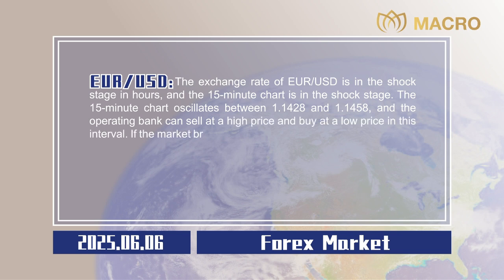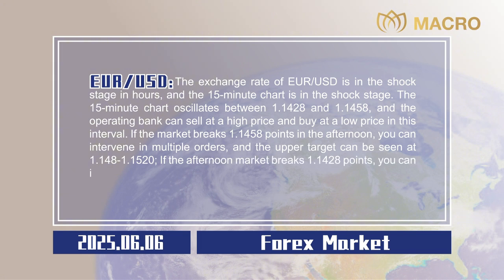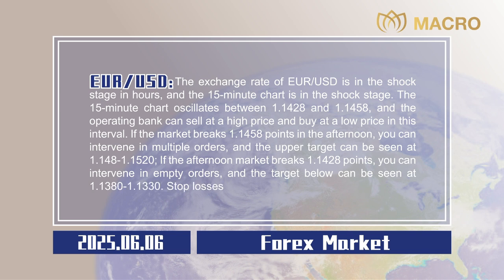If the market breaks 1.1458 points in the afternoon, you can intervene in multiple orders, and the upper target can be seen at 1.1480 to 1.1520. If the afternoon market breaks 1.1428 points, you can intervene in empty orders, and the target below can be seen at 1.1380 to 1.1330. Stop losses are all 20 points.